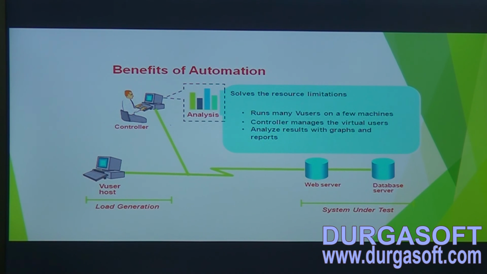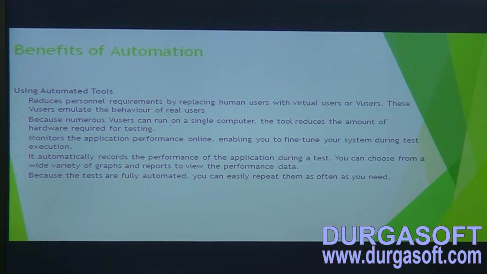That's why we will choose automation. These are all the benefits of automation. We can replace a number of human resources, we can run the tests very quickly, and we can automate the tests because machines don't commit mistakes like humans.